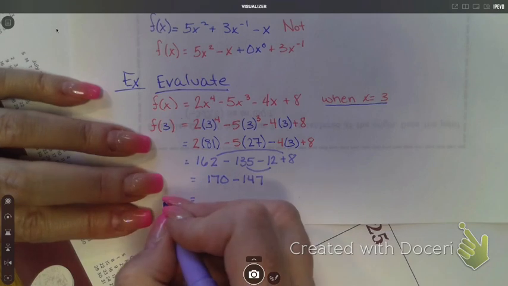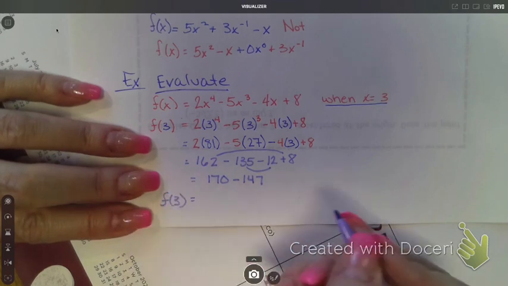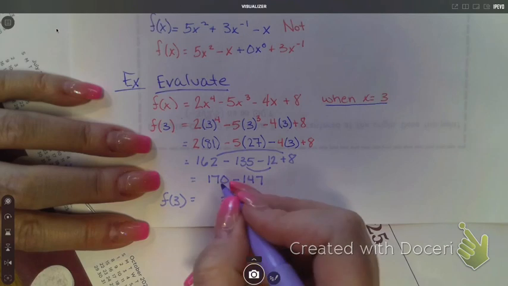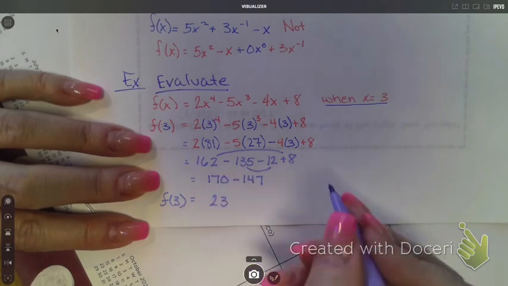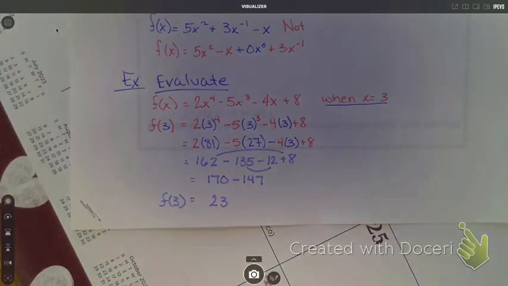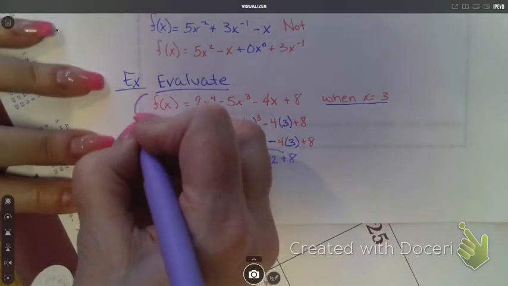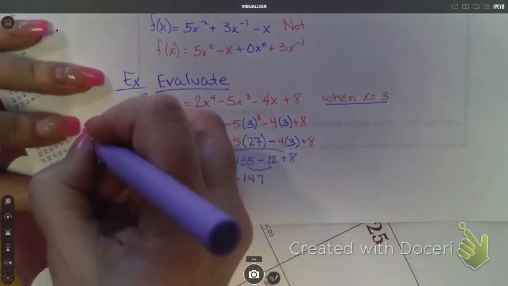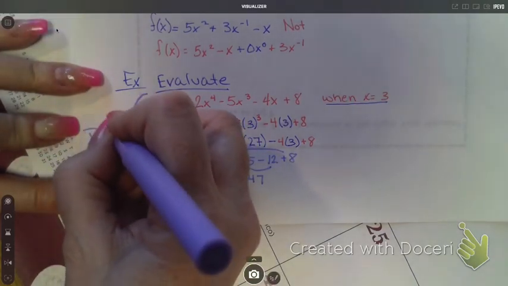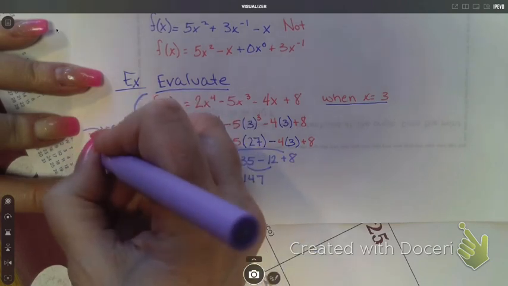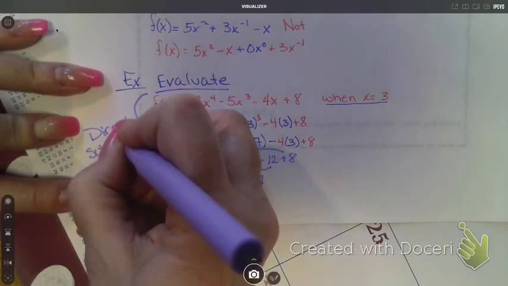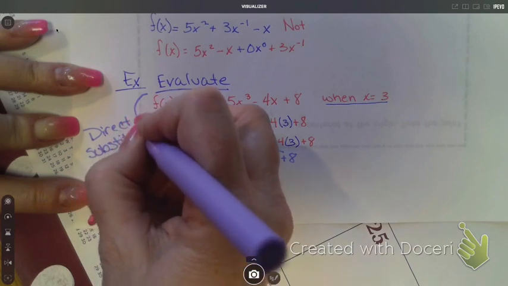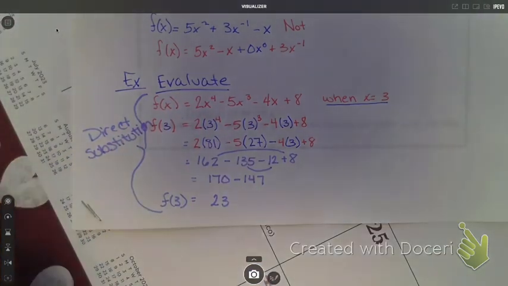So f of 3, that's how we say it. I get 323. Is that what you guys get? Yes. Okay, that took a lot of work, didn't it? Yeah. So this is called direct substitution.